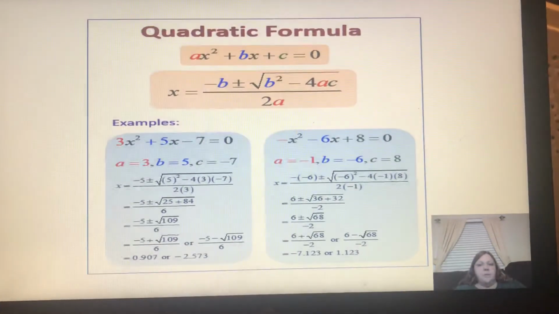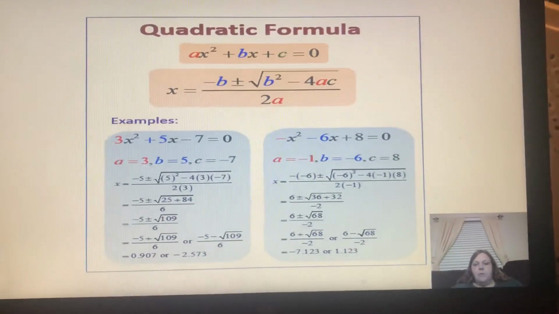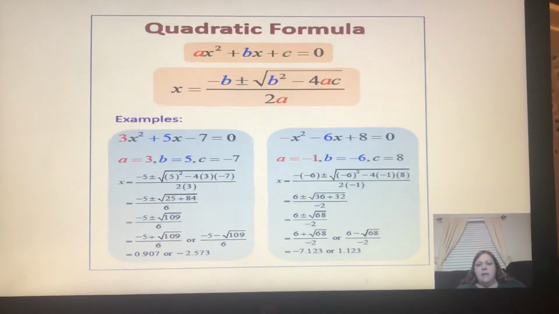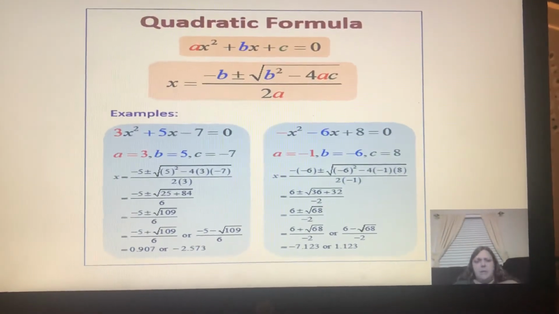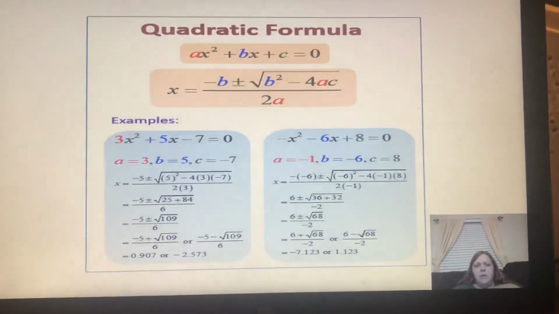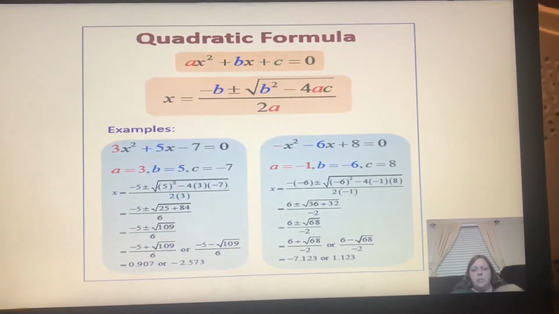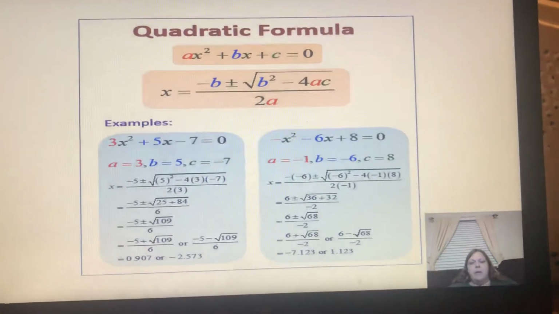There's two examples here for you. One of the most important things you want to remember is if it's a negative, like for instance in the first example, that's a -7 for C. When you plug it into the formula, watch your signs. Make sure you plug it in with that -7.